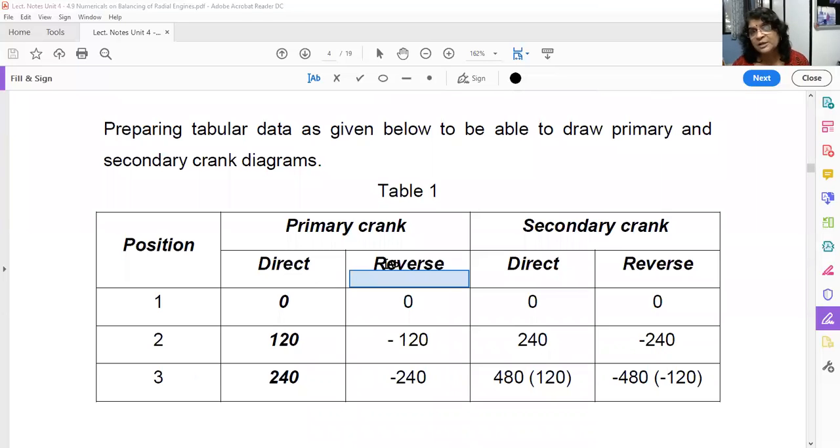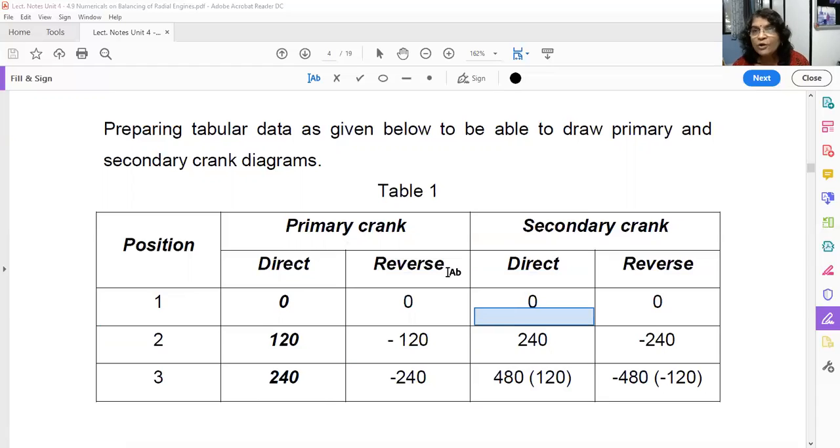There are 4 columns: 2 columns for the primary crank and 2 columns for the secondary crank. Under the primary crank, there is a direct crank and a reverse crank. Again, in the secondary crank, there is a direct crank and a reverse crank. Based on these 4 columns, we have to draw 4 diagrams: the direct primary crank diagram, reverse primary crank diagram, direct secondary crank diagram, and reverse secondary crank diagram. As there are 3 cylinders, we have to fill in the position of cylinders 1, 2, 3 here.